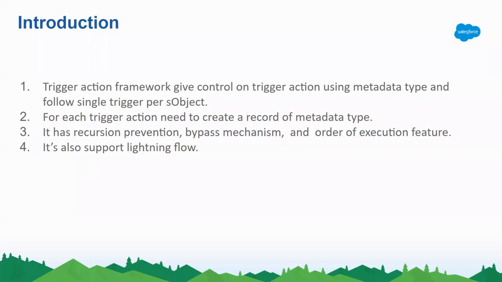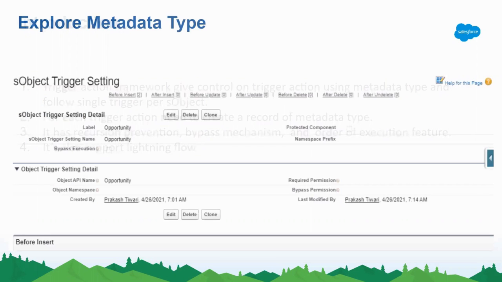The trigger action framework has two metadata types. The first one is on the object level, and the second one is on the action level. For each trigger action, we need to create a metadata type record. The trigger framework also offers a recursion prevention mechanism and a bypass mechanism, as well as an order of execution feature. It also supports Lightning flow. Okay, so let's explore the metadata types.